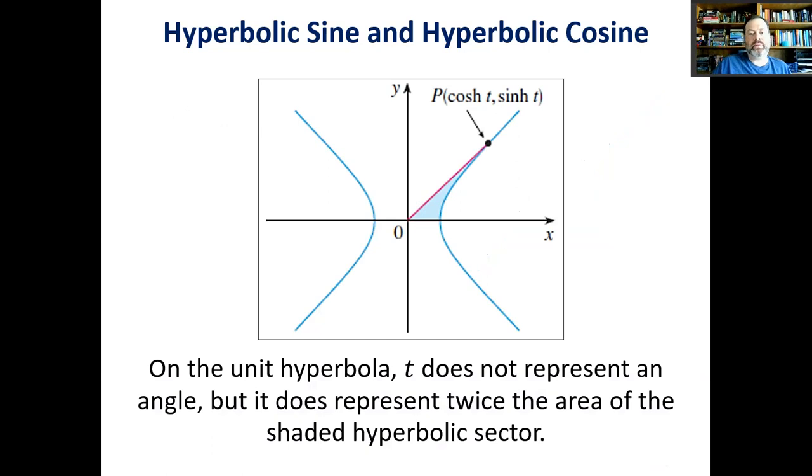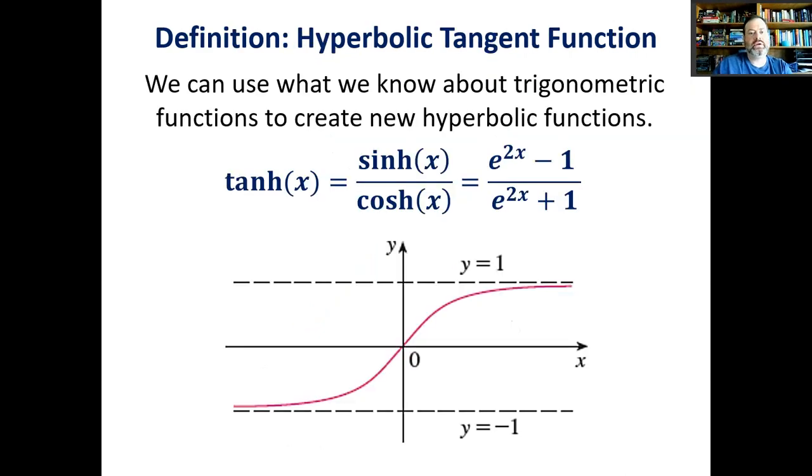And on the unit hyperbola, t is not an angle, at least not any way that we know how to measure it, but it still is twice the area of the shaded hyperbolic sector. So if you're on the unit hyperbola and you want to know the area of a sector, you can just work backwards and compute t for any point on the hyperbola. But it's not an angle. It's something like an angle, but we're not getting into the geometry of it.